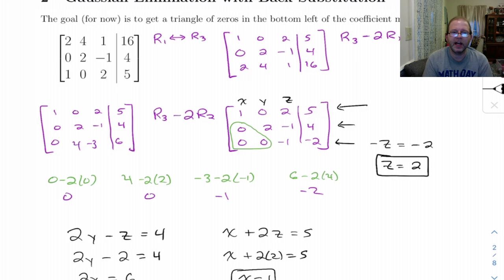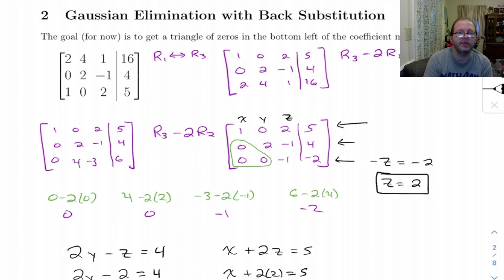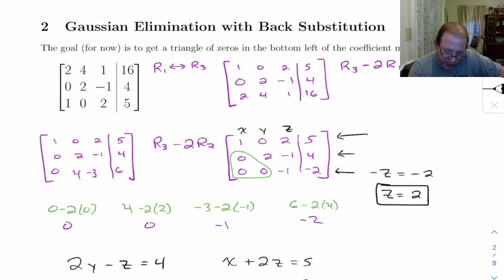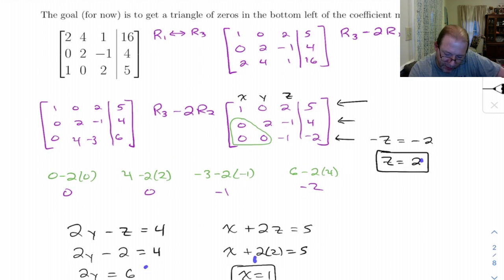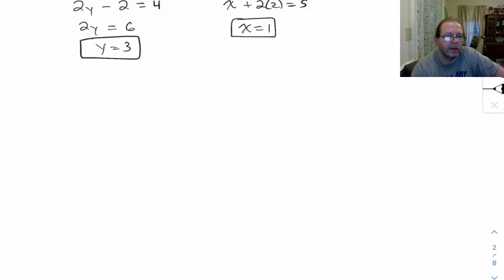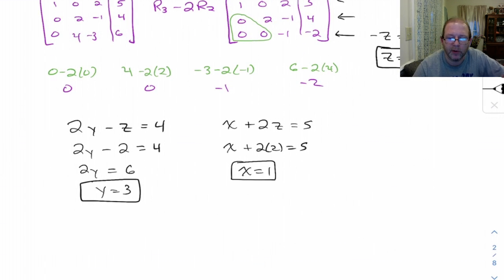So anyway, that's a Gaussian elimination with back substitution. The reason it's nice is because, once you get this into the sort of triangular form, you can go backwards and solve for the different variables. All right. We have more examples, but we'll pick up on those in the next video.